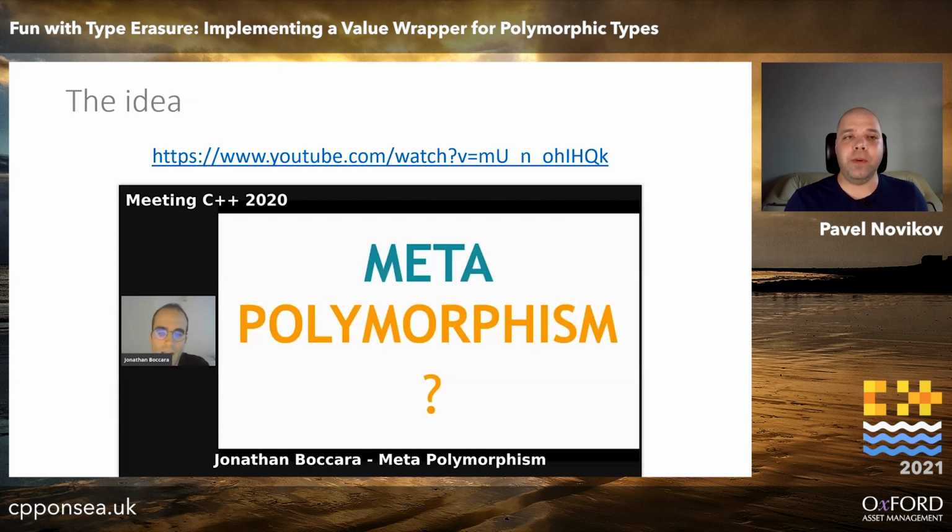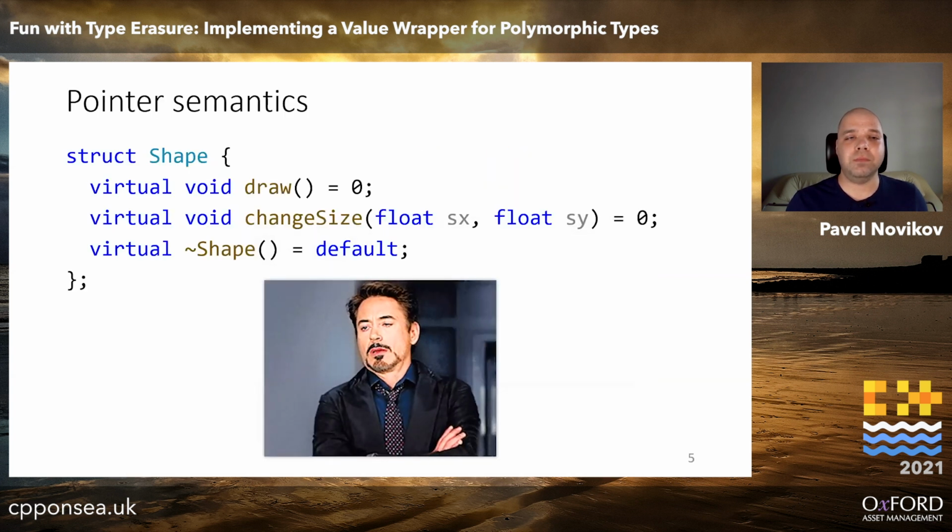The idea of a value wrapper comes from Jonathan Bokora, from his keynote at Meeting C++ 2020. I recommend that you watch this keynote. He talks about this idea closer toward the end of his talk. And let's start with an example.